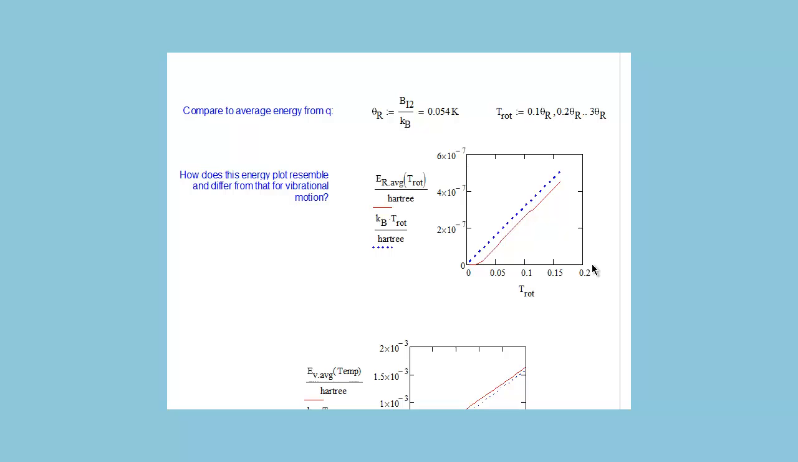Moving down, here's a plot. Plot of average energy is red. So here's the plot, a very small temperature range, only 0.2 Kelvin. So you can kind of see the difference between the exact quantity given by the red curve and then kT, which is the equipartition principle energy, and that's given by the blue dots.